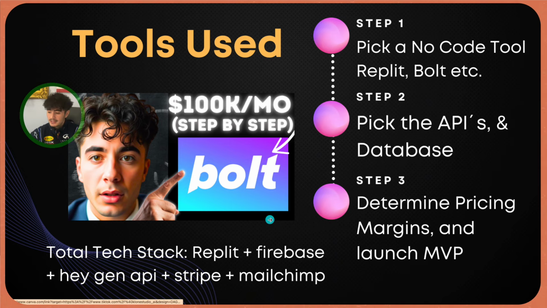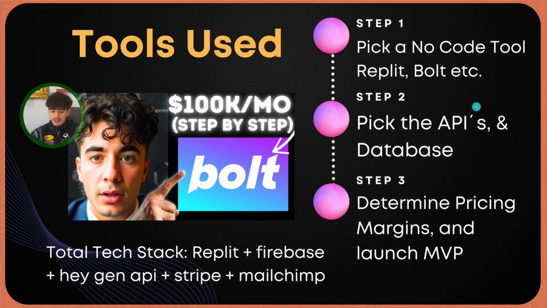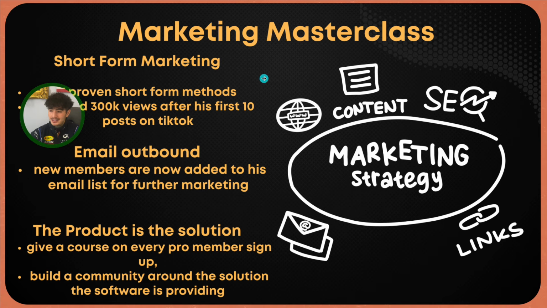So all in all, guys, his tech stack is Replit to actually build out the application, Firebase to store everything in a database, HeyGen API to actually create all the cloned avatars, Stripe to collect payments, and MailChimp for email outbound marketing. And that's going to lead us to our next step here, guys, where we need to talk about the marketing masterclass that I break down in my academy and how he's going to be using this to actually explode his business moving forward.